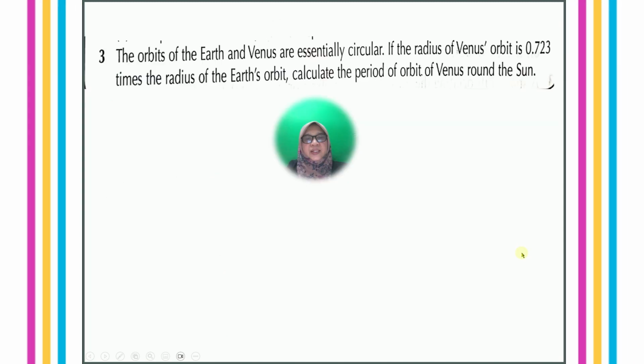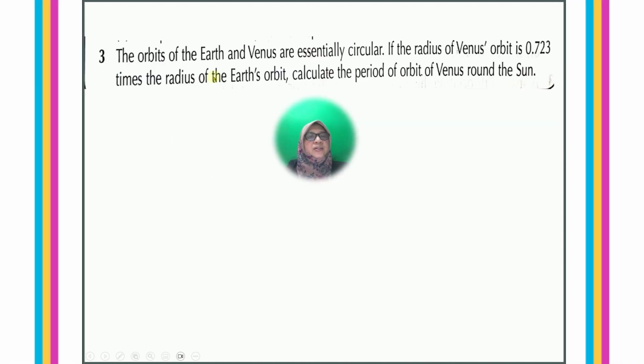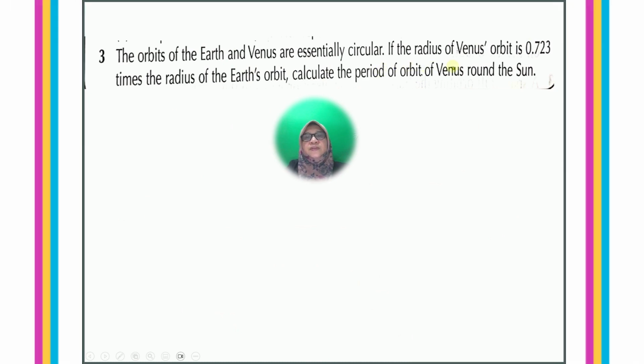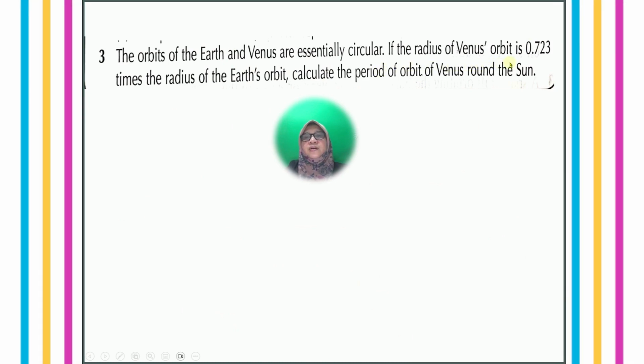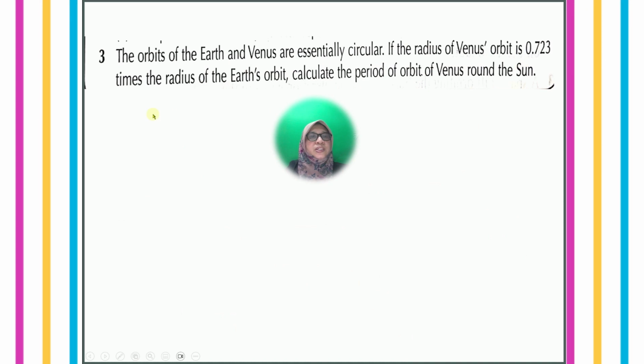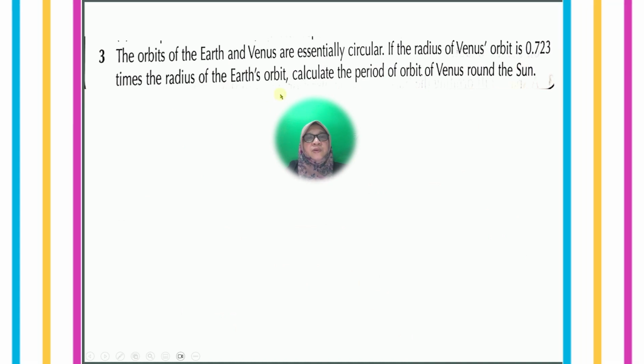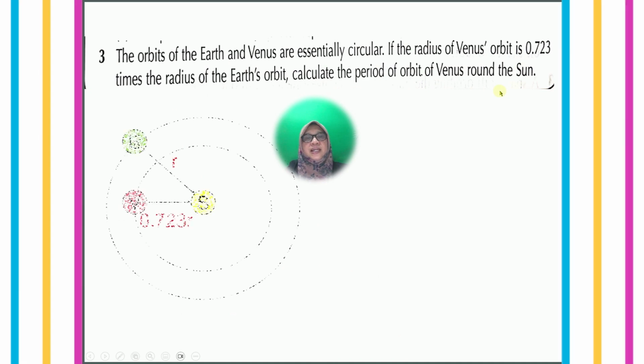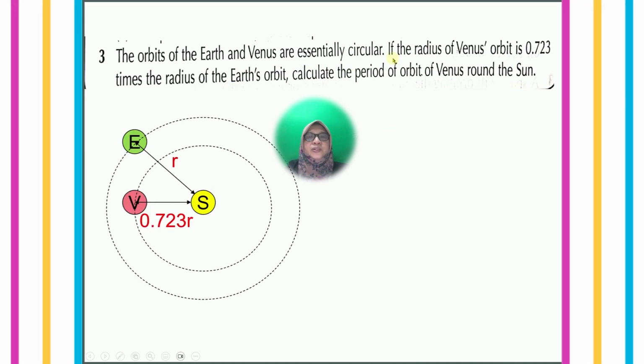Okay, so now we go to question 3. The orbits of the Earth and Venus are essentially circular. If the radius of Venus's orbit is 0.723 times the radius of the Earth's orbit, calculate the period of orbit of Venus round the Sun. To imagine this, this is the diagram drawn.